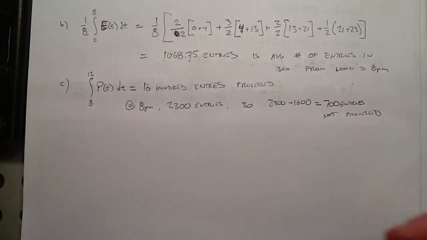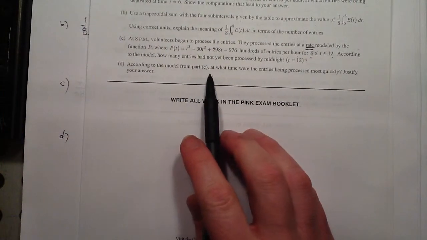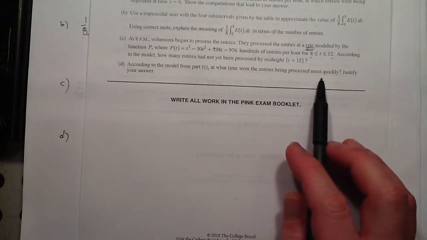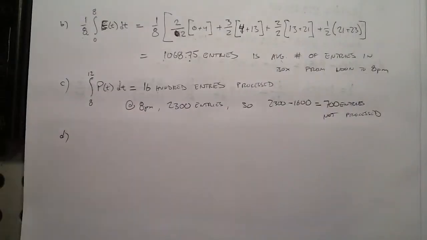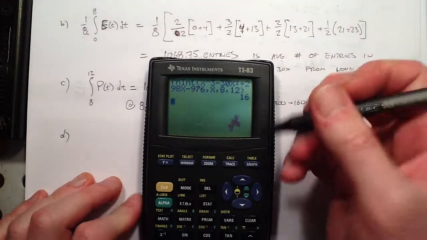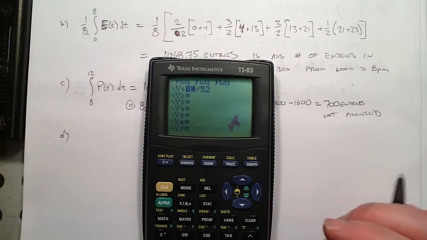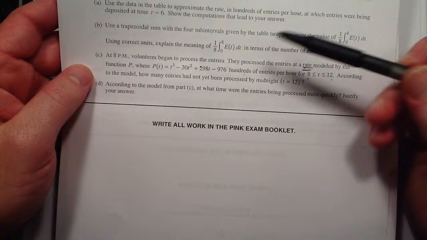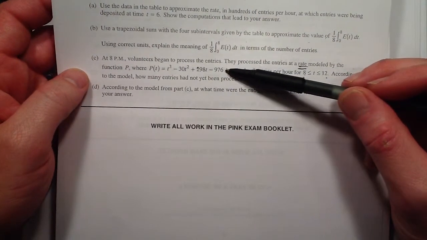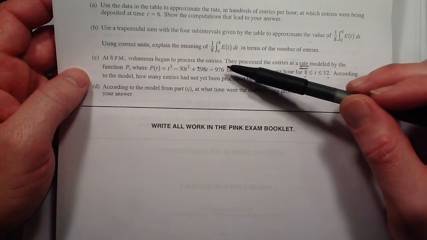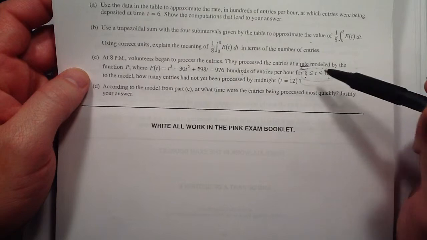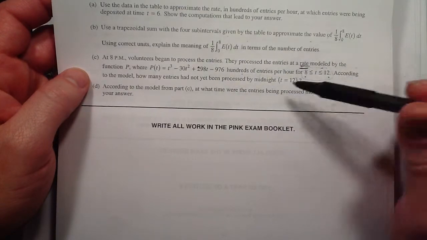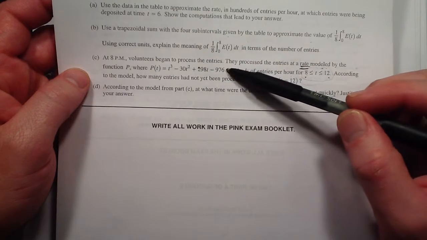All right, part D. According to the model from part C, at what time were the entries being processed the most quickly? Justify your answer. Well, that function they gave us here, this is the rate at which they're being processed. So if you want to know when they're being processed most quickly, that's just the maximum of this. And we're only going to look from time 8 to 12. So when were they being processed more quickly? When this rate is at a maximum.